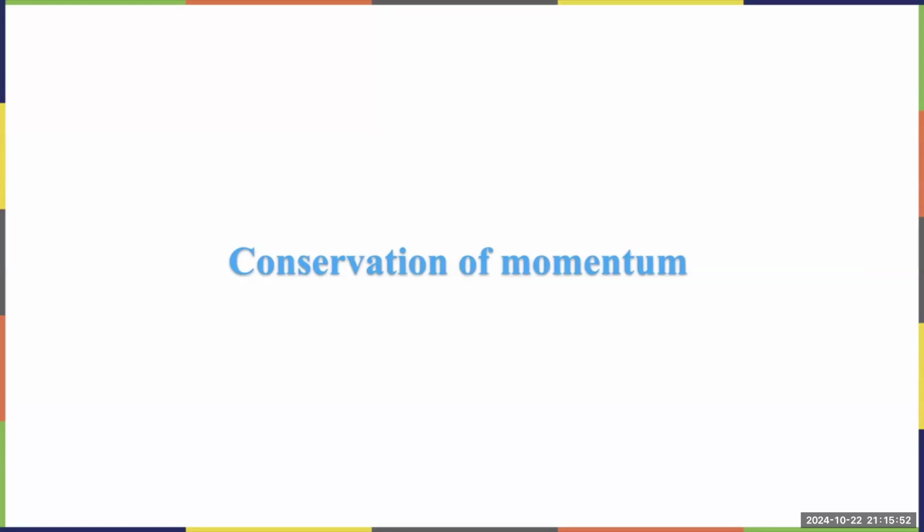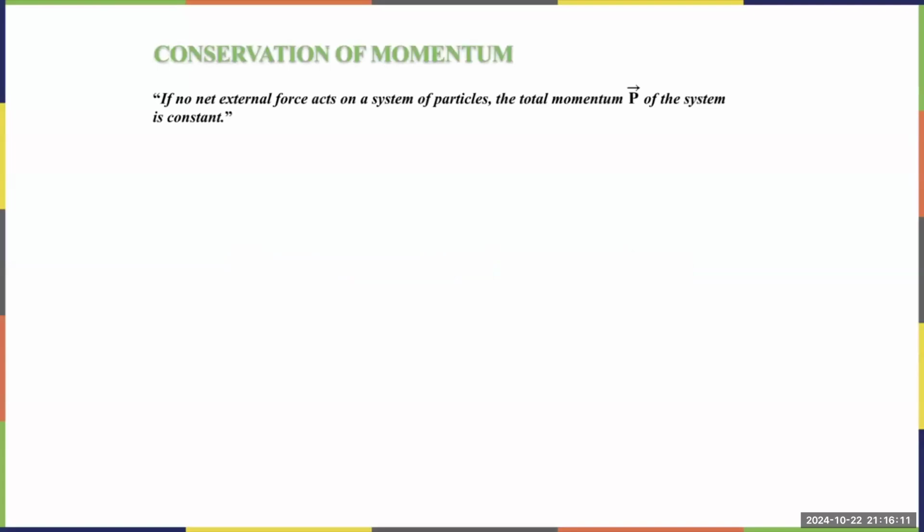Okay. So now next is what? Conservation of momentum. As we did in the case of conservation of energy, for momentum there's a conservation of momentum. So what does conservation of momentum mean? If no external force is acting on a system of particles, the total momentum P of the system is constant, which is basically what?